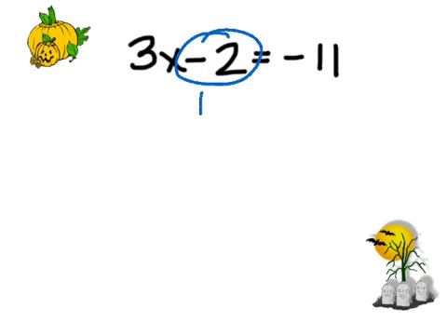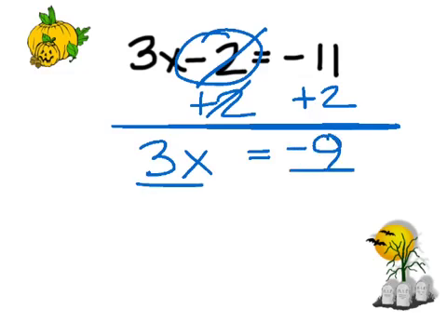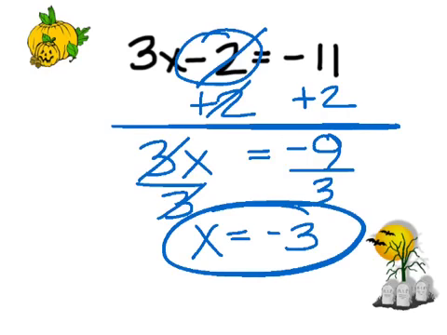Example number 3. You have a -2, which means you must add 2 to both sides. These cancel out. You're left with 3x equals -9. Divide both sides by 3, and you get an answer of -3.